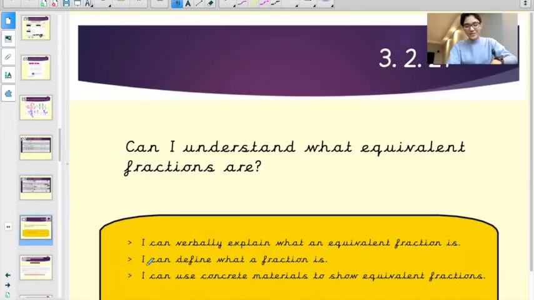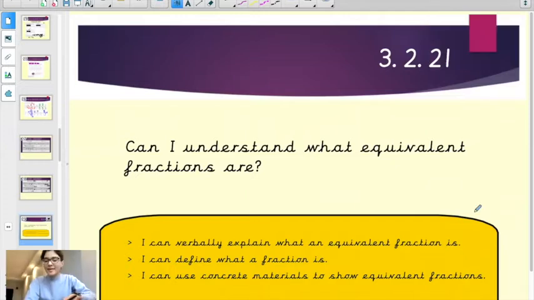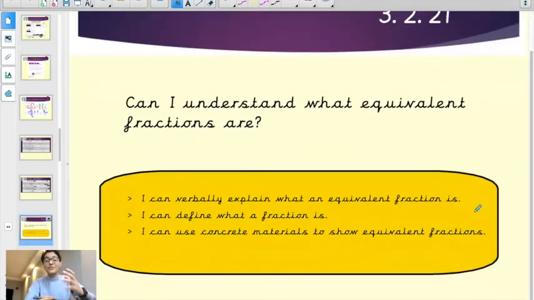Your learning objective for today's maths lesson is, can I understand what equivalent fractions are? So by the end of this lesson, you will be able to verbally, that means out loud using your voice, explain what an equivalent fraction is. You will be able to define what a fraction is, and you will be able to use concrete materials to show equivalent fractions.